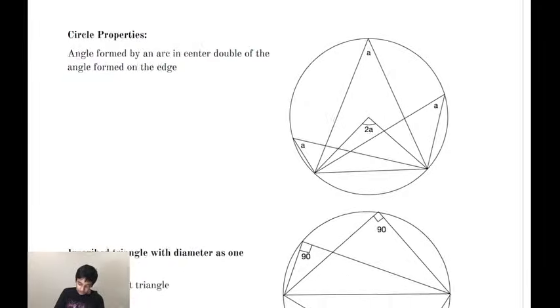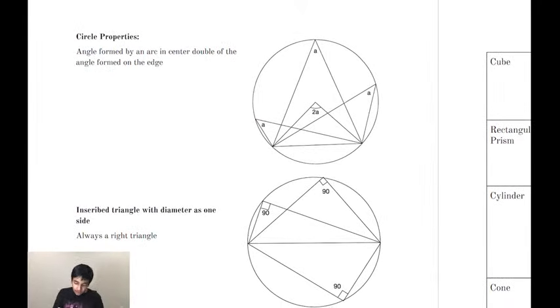And some more useful angle chasing properties. So an arc formed by this arc in the center is doubled by the edge. So this arc here is always going to be double of all these arcs.